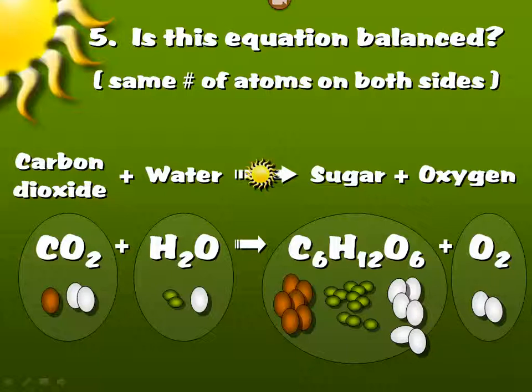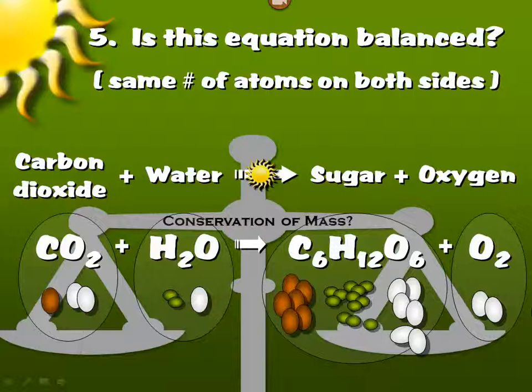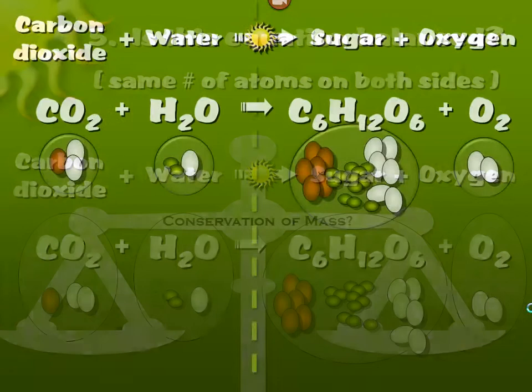But we know that because of the conservation of mass, matter can't be created or destroyed. Atoms just get rearranged. So something's wrong here. This equation is not quite complete. So let's try and figure this out. Conservation of mass has to apply, so we need to do something to change this.